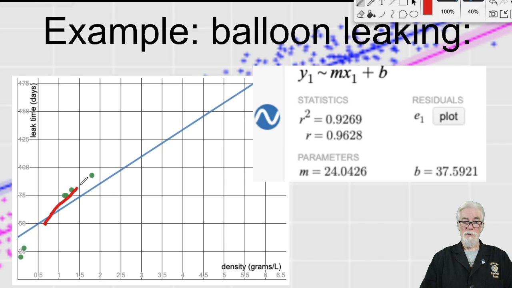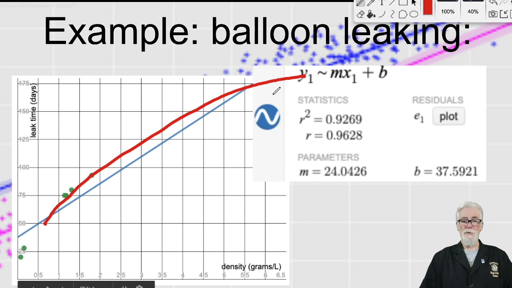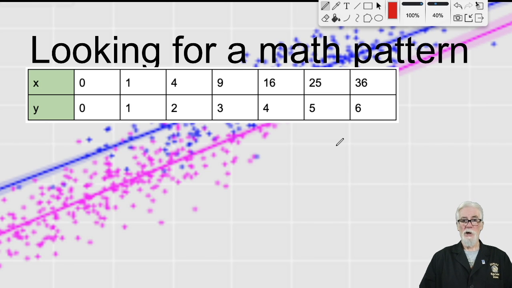If we trace through the points, though I can't see them all because my box is on top of it, there's definitely a sideward opening swoop going on here. As always, we want to look for a math pattern that will help us linearize this data. Here are some x and y values. Do you see the pattern?